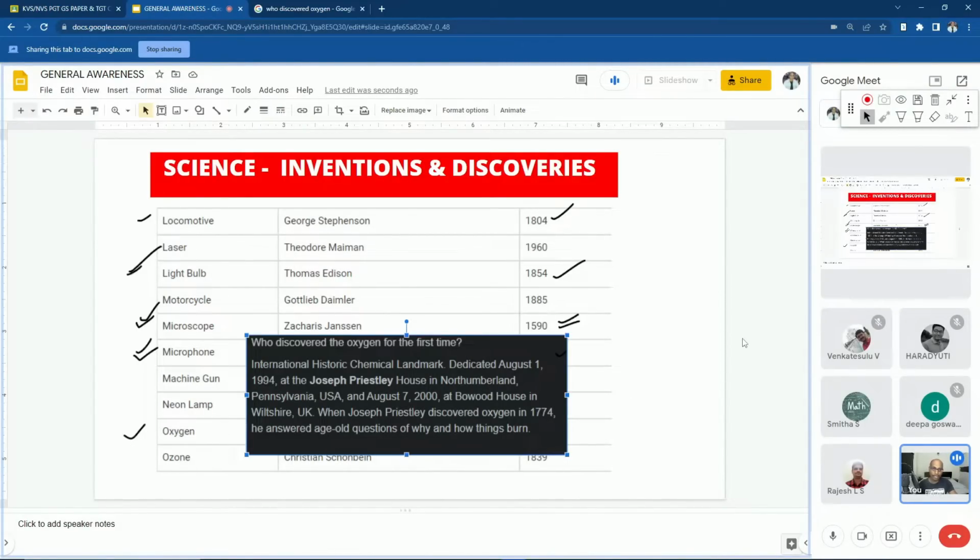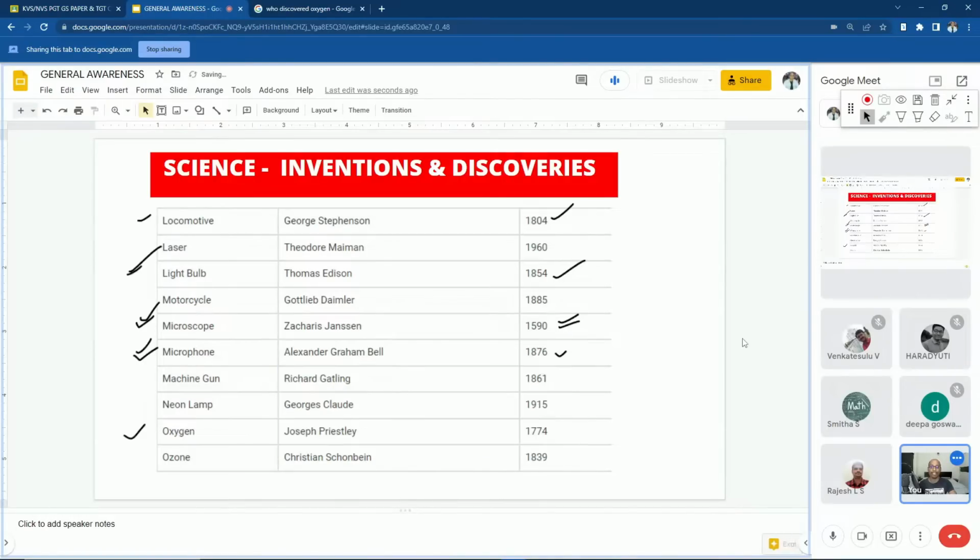So maybe that person is also associated, the one mentioned by Rajesh sir, but the one who discovered oxygen first is Joseph Priestley in 1774. But my basic question was, before Joseph Priestley discovered oxygen, how were we living on the planet Earth without breathing oxygen? That was my question.